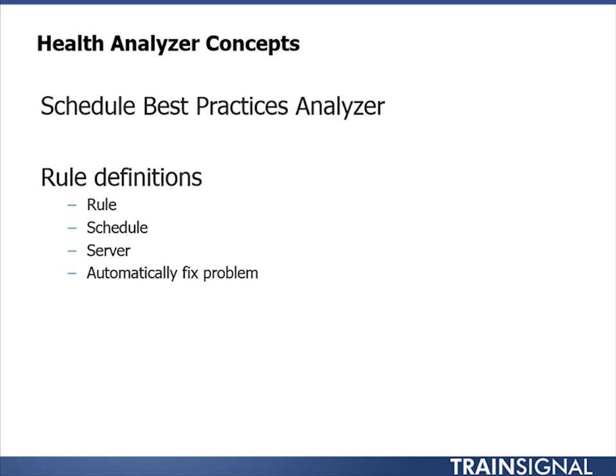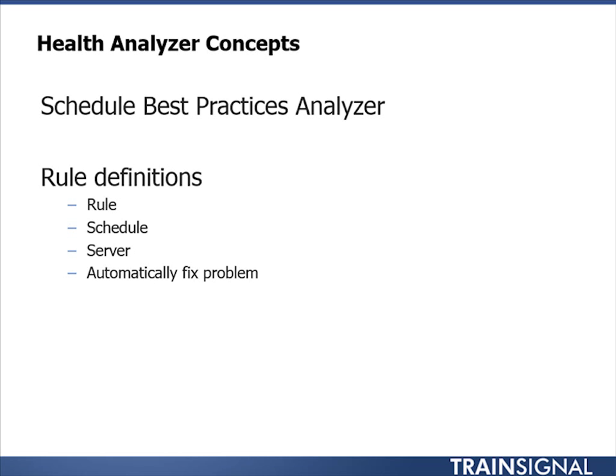Each rule definition has a few different components. The first of which is going to be, well, the rule itself. It's going to have the schedule, how often it is that it's going to run. It's going to have the server that it's going to run on. Now, this could actually be one of two settings. This could either be all servers, meaning that the rule must be analyzed on every single server, or it could be any server, meaning that it's just simply going to run on one in the farm that's going to be able to examine and figure out whether or not everything works. And then last but not least is the option to automatically fix the problem.